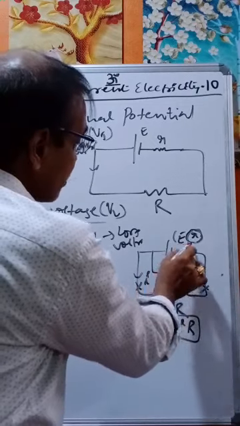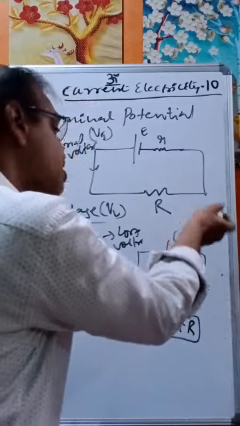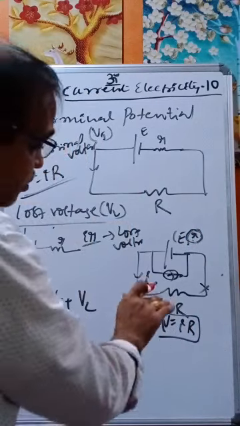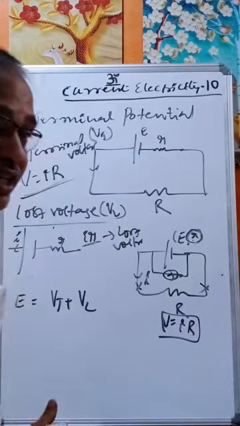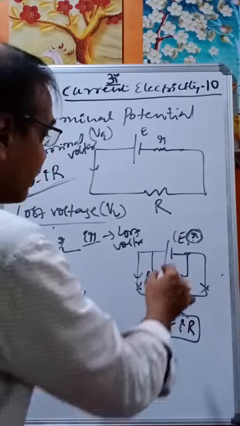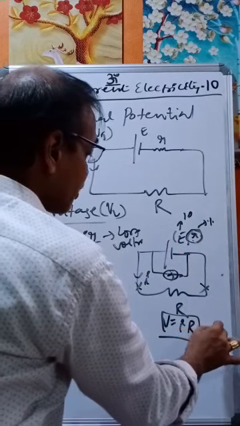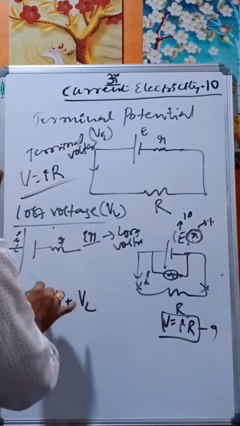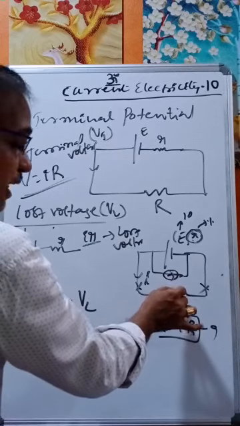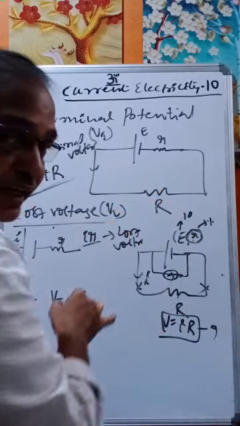So if it is 10 volts, some 1 volt will be across the internal resistance and 9 volts will be across the external resistance R, out of the 10 volts of EMF E. If E is equal to 10, then Ir is 1 and VR is 9. Therefore, E is equal to the terminal voltage, that is the voltage across the resistance, plus the lost voltage, the voltage across the internal resistance.